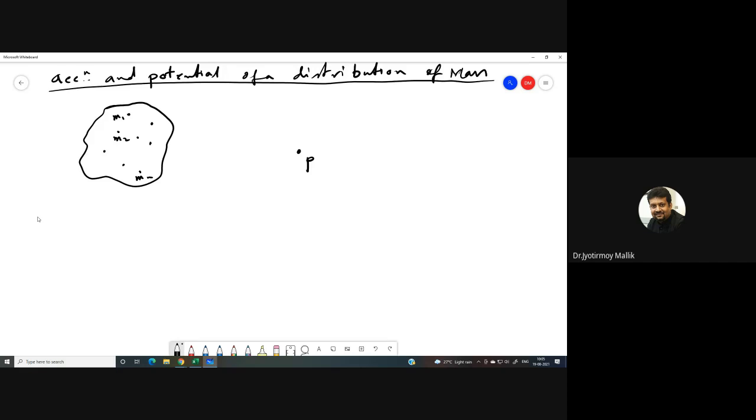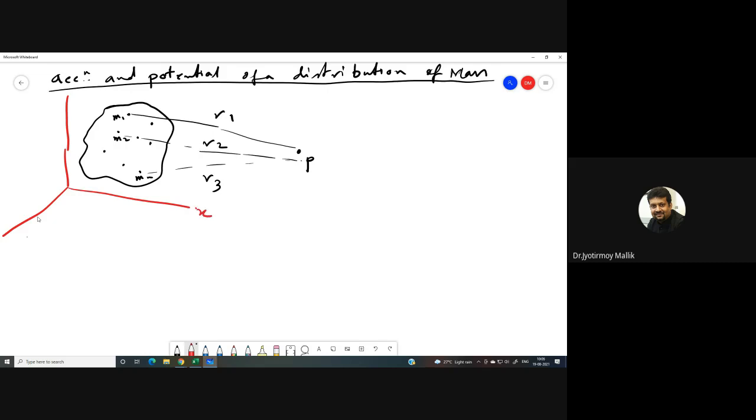Okay, and let us say this point P is at a distance of R1 from M1, at a distance of R2 from M2, at a distance of R3 from M3. Okay. And to do our job in a bit more methodical way, we can also introduce a Cartesian coordinate system here. Okay, so suppose this is X, Y, and Z.